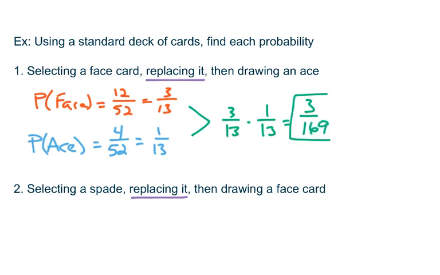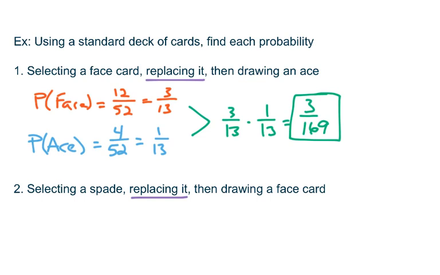I'm going to leave my answers as fractions for the most part in this video, just because we're going to be working with fractions a lot, and it's going to be the easiest way to write our answers. So 3 over 169. If we were to do this experiment where we draw 2 cards, putting the first card back, and did it 169 times, in theory, we should get a face card and then an ace 3 times. That's what our probability tells us. Question number 2 says selecting a spade, replacing it, then drawing a face card.